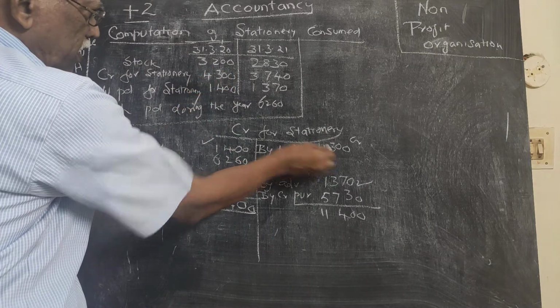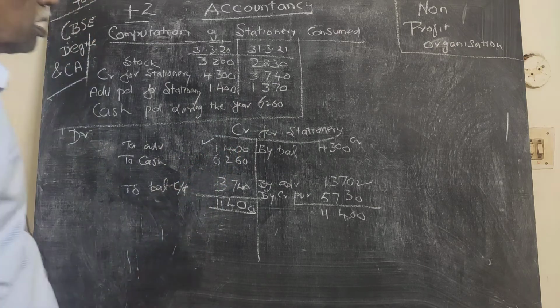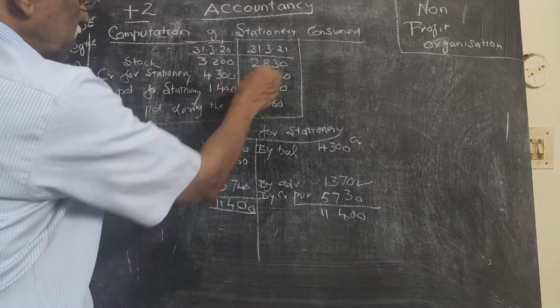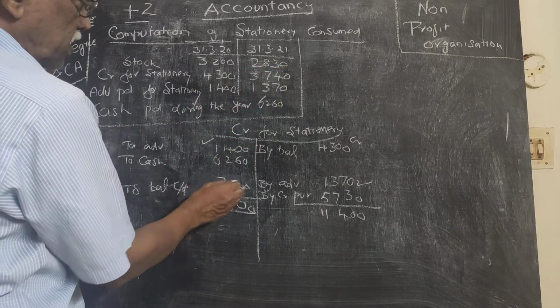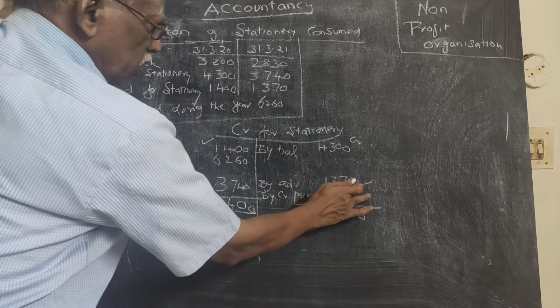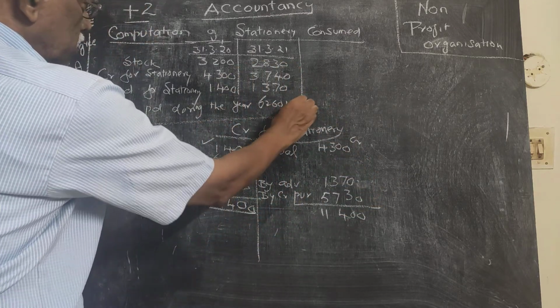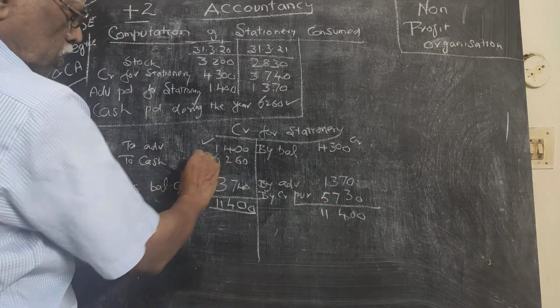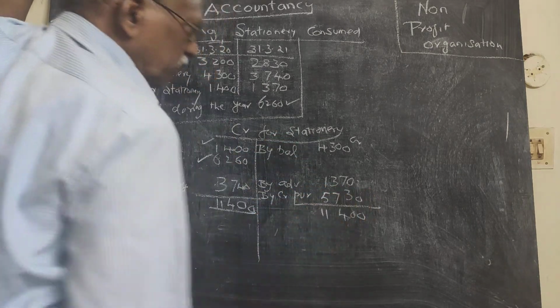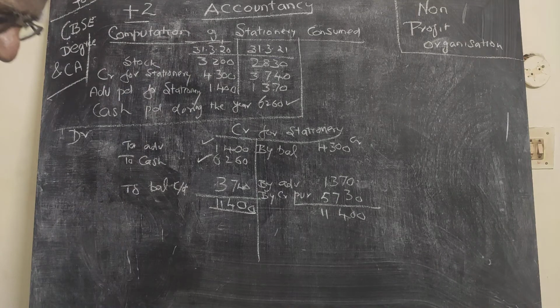So this 4,400 will appear on the debit side. Similarly, the closing creditors for stationery 3,740 and the amount paid as advance will appear here. In addition to that, the given 6,260 is the cash paid. So now total up and the missing figure, 5,730, is your credit purchase.